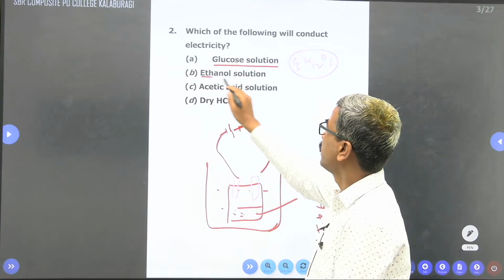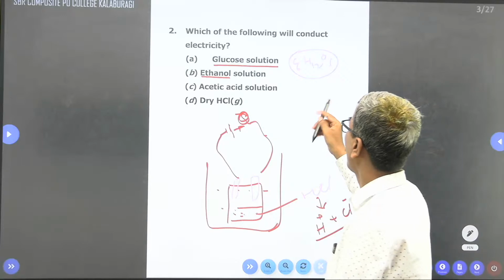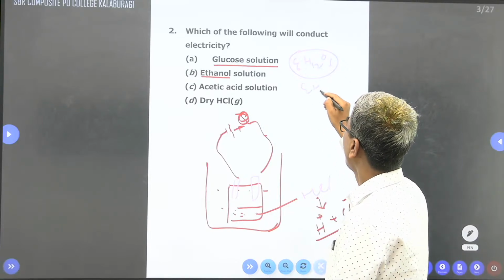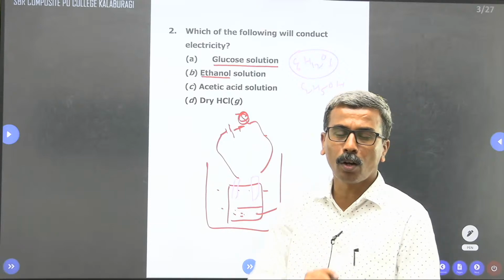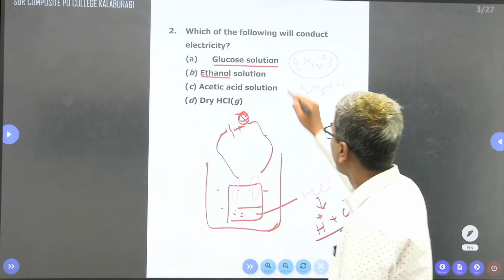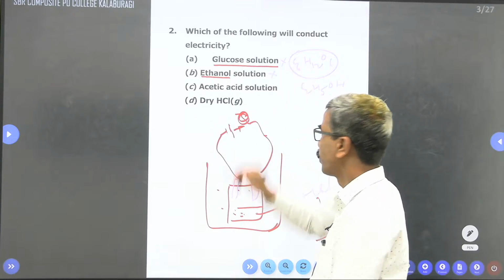Similarly, ethanol, that is ethyl alcohol, has the formula C2H5OH. This will also mix with water, but it cannot form ions. That's why this will not conduct electricity.